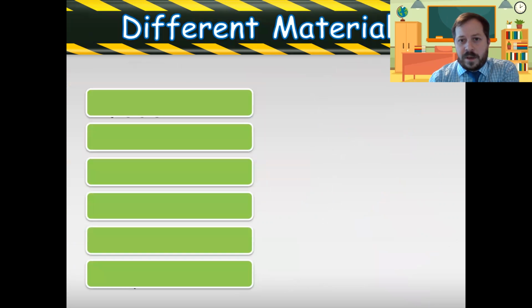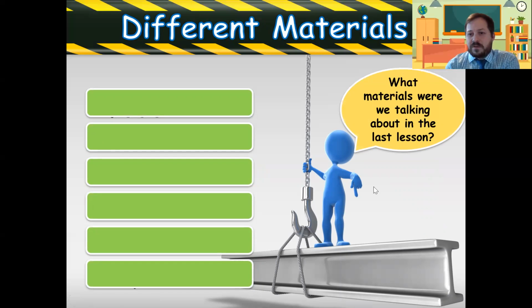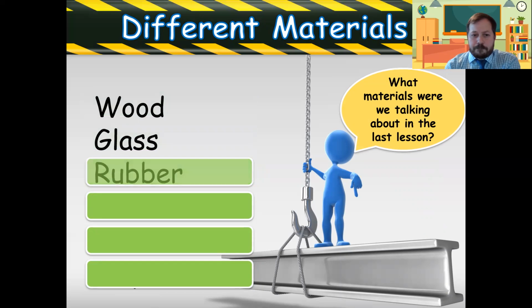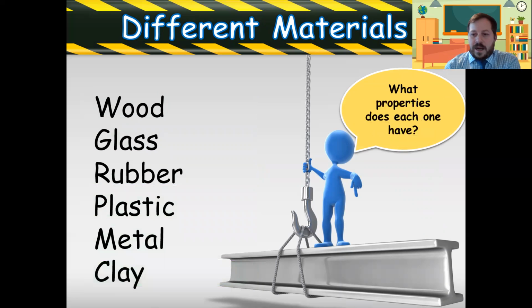So, first off, we need to think about what materials we were talking about in last lesson. We might have wood, glass, rubber, plastic, metal, and clay. Let's think of what properties each of these materials has. So let's think about this as we go down. What sort of things might we have seen that were made out of wood?